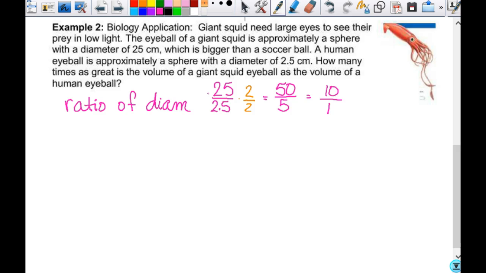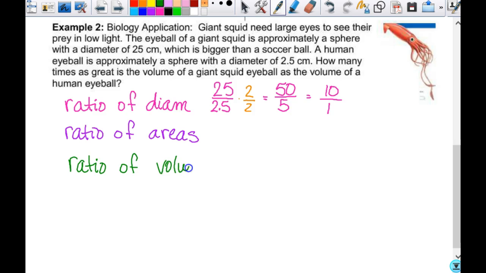All right, so now, this is the ratio of the diameters. The idea here is for you to understand what happens to the area and the volume and not necessarily what the area and volumes actually are. So we're going to look at the ratio of areas also and the ratio of volumes.